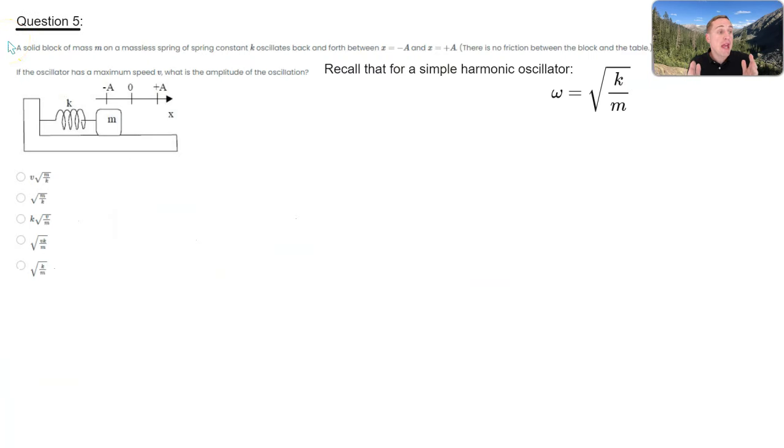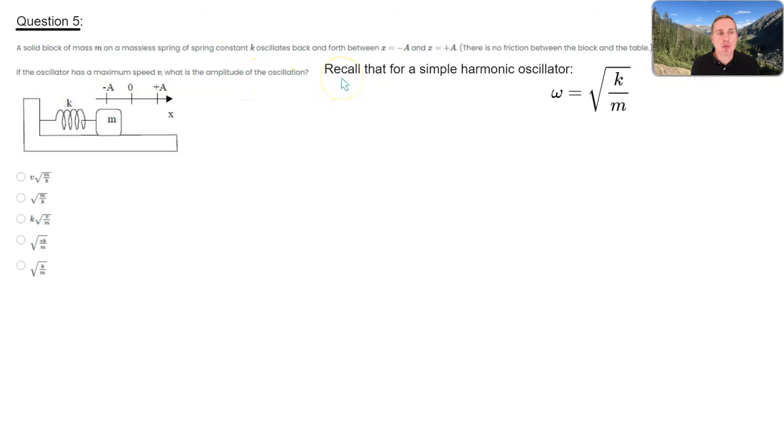So here we have a simple harmonic oscillator problem for question number 5, and a solid block of mass m on a massless spring with spring constant k oscillates back and forth between x equals negative a and x equals positive a, and assume there's no friction between the block and the table. The oscillator has a maximum speed v. What is the amplitude of the oscillation?